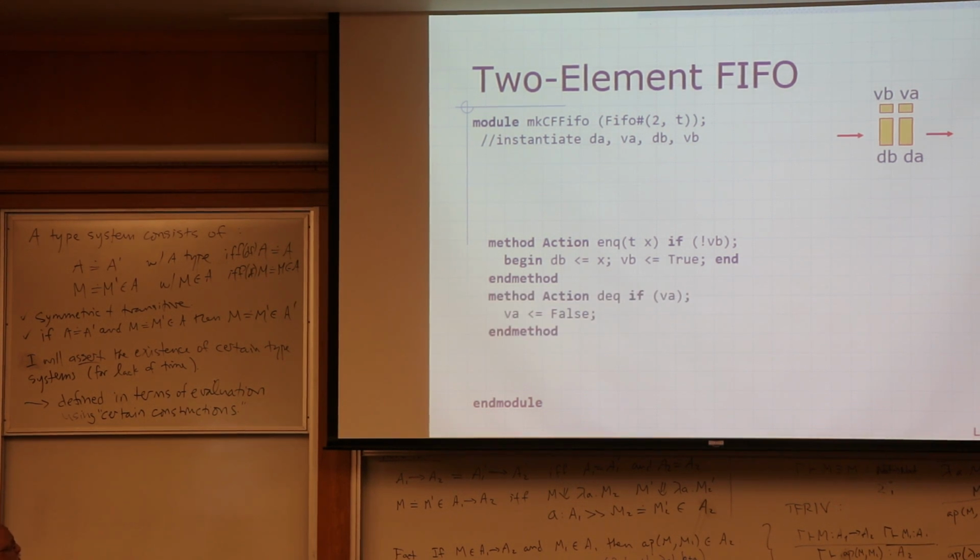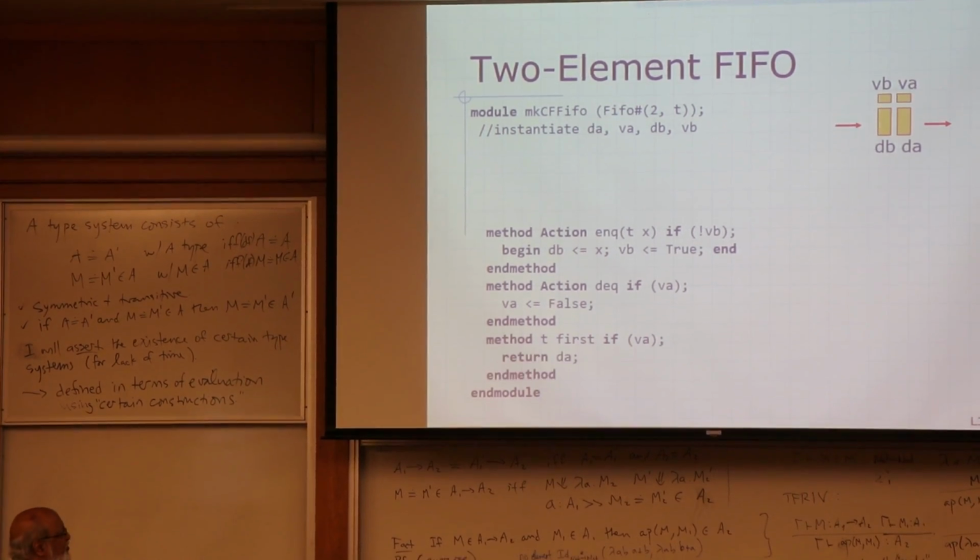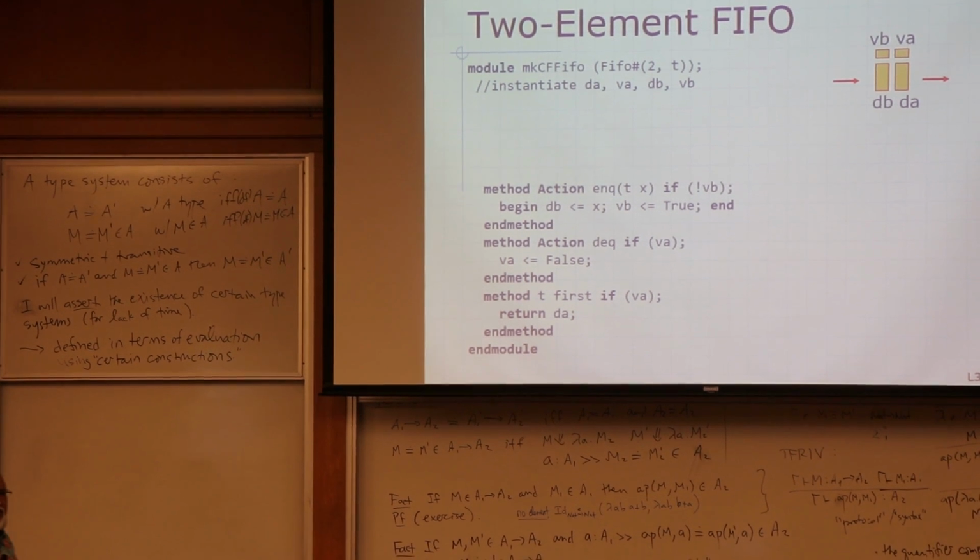And what does DQ do? As long as VA is true, that means there is some element sitting in DA, right? So you can read it. Very good. And as long as VA is true, you can read it, return DA from it.